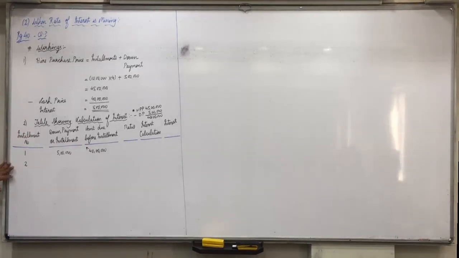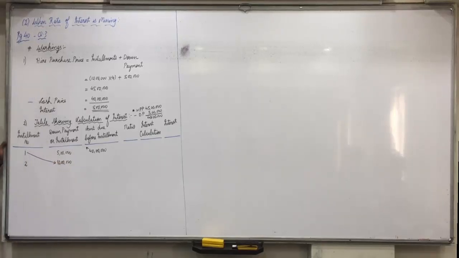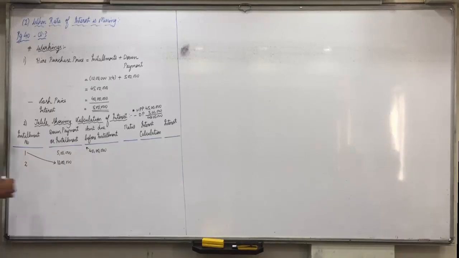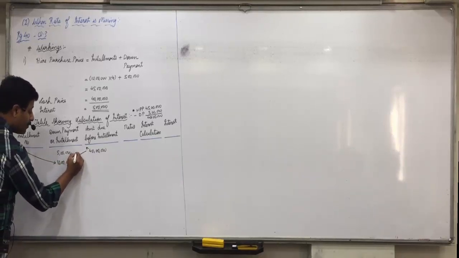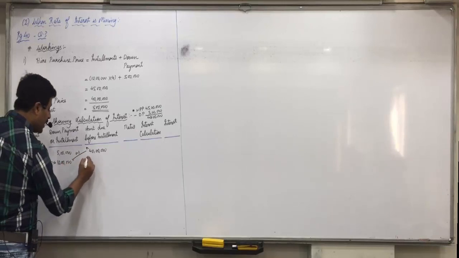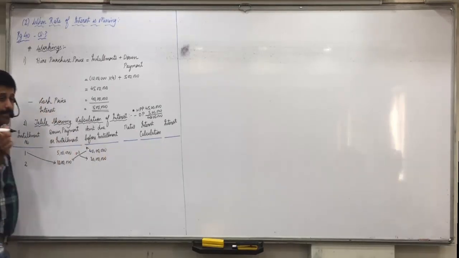Now what is the amount of second installment? Sorry. Installment number 2, you will take the amount of first installment. What is the first installment we are paying? 10 lakhs. All installments are of 10 lakhs. Any confusion in this? Now, what will be the amount due before second installment? From 40 lakhs you will pay first installment of 10 lakhs. So what will be the amount due? 40 lakhs minus 10 lakhs? 30 lakhs.